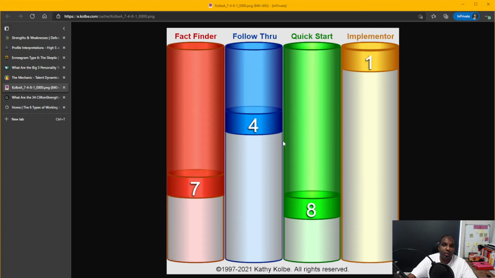This one again is from Colby, and this is my result, but I'll just use it as an open example to show. I'm very high on quick start, which means I don't take too much time to make decisions. I'm usually out there trying new things, experimenting, testing. And if I've got a team that's full of ones or twos here, they might get frustrated with me. So I need to find a way to help them understand and also do things in such a way that it doesn't affect them.